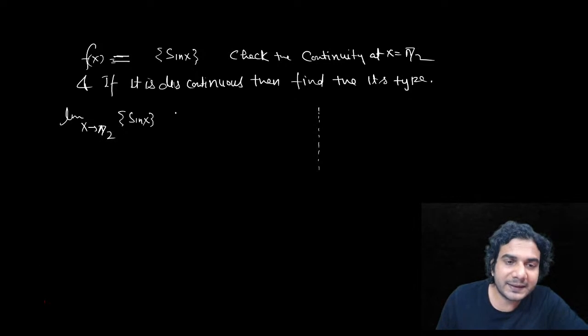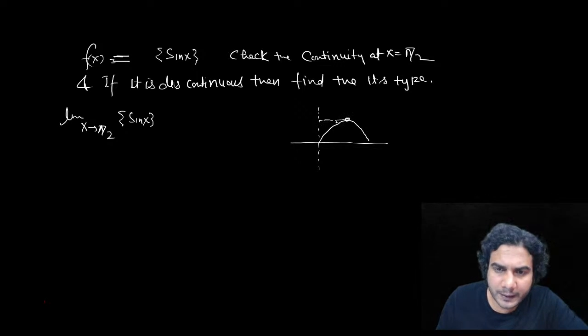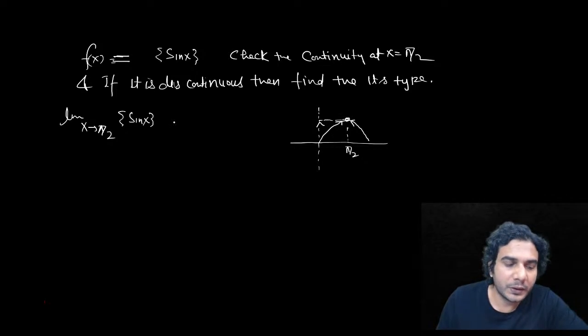So sin x is slightly less than 1, right? If you know the graph of sin x, it is 1 at pi by 2, and when x is approaching pi by 2, sin x is approaching 1, but it is slightly less than 1, right? So if it is less than 1, then the fractional part of sin x will be sin x only. So sin x you can write as 1 minus delta. It is slightly less than 1 when x approaches pi by 2.